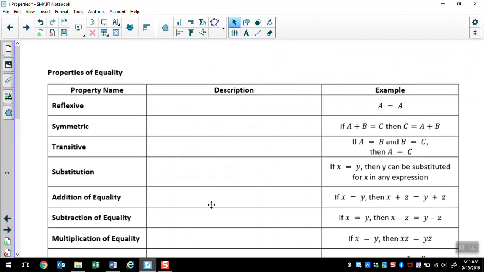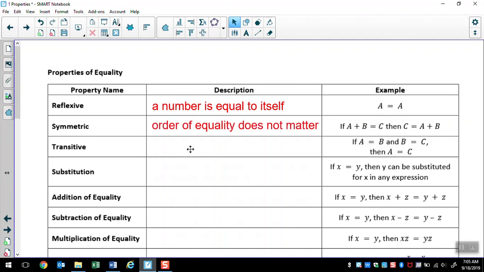These are all of our properties of equality. The first 3 are ones that we don't necessarily talk about, but it just helps explain how numbers work. So reflexive is a number that's equal to itself. Think of your reflection in the mirror. When you look in the mirror, you see yourself. That's the reflexive. Think of that equal sign as your mirror. Symmetric says that the order of equality doesn't matter.